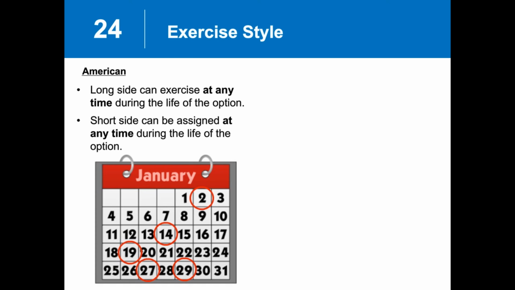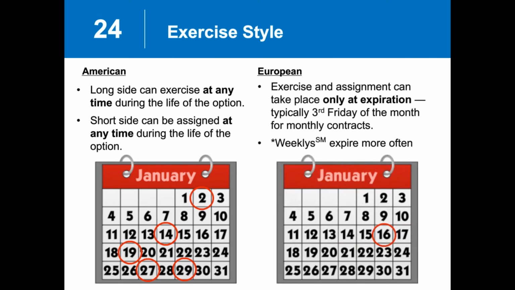The other is European. European can only be exercised on expiration day. That's going to be typically our indexes, the SPX, the NASDAQ, the Russell, the VIX, the Dow Jones, okay? Those are the European exercise. You can only exercise at expiration.